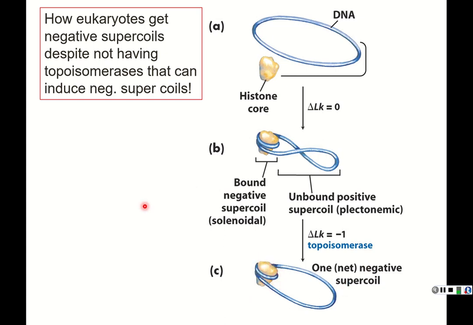Maybe it's kind of semantics, but this is how you get negative supercoiling in a eukaryotic cell, even though topoisomerase can't in itself generate a negative supercoil.